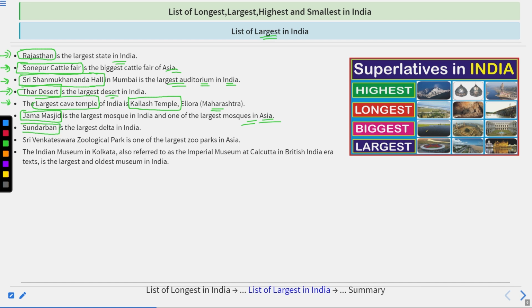Sundarbans. Sundarban is the largest delta in India, and it is also the largest delta in the world. It is built by the Brahmaputra river and the Ganga river and their tributaries.